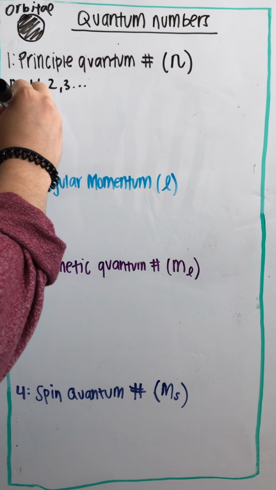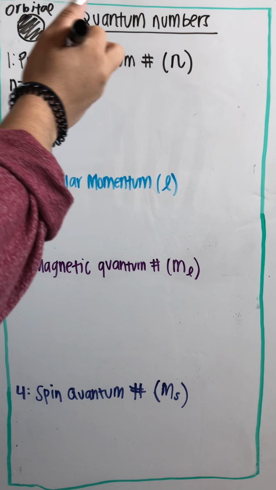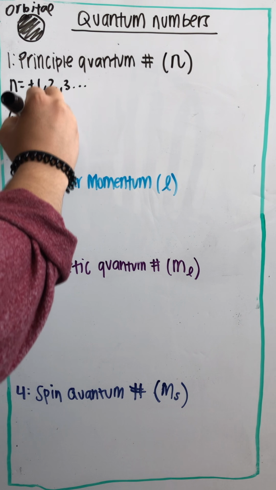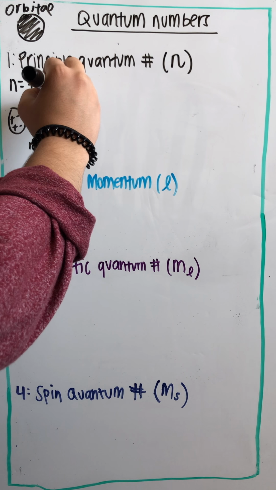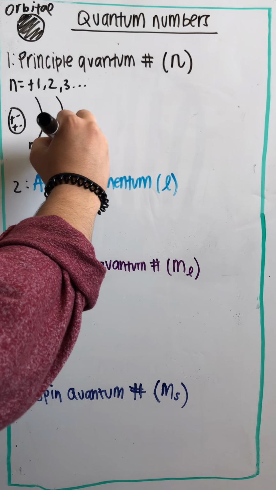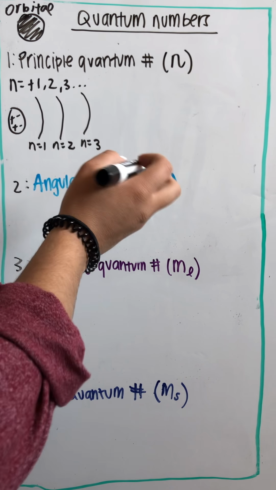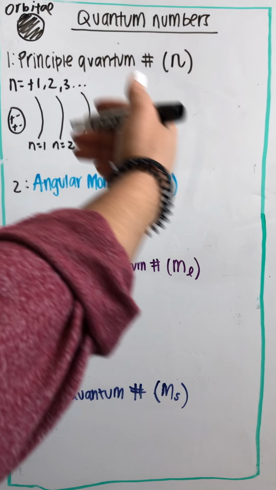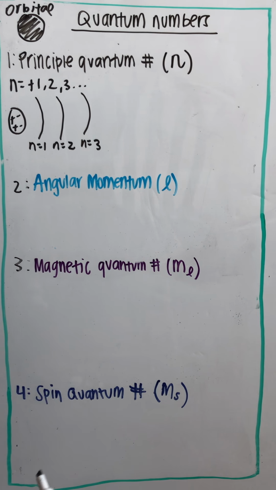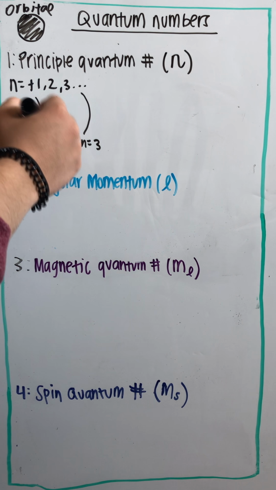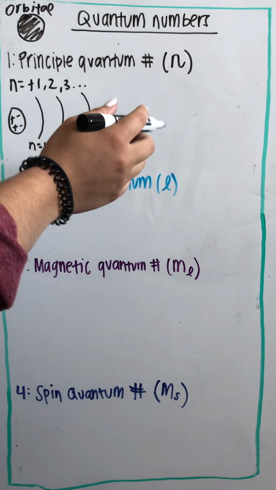If this is our nucleus, and I know it's kind of ugly, so bear with me, these are the energy levels that the electrons can be occupying. So you have n equals 1, n equals 2, n equals 3, and again, it can go all the way up until who knows what number. These are also known as shells, and electrons can be found in these shells.